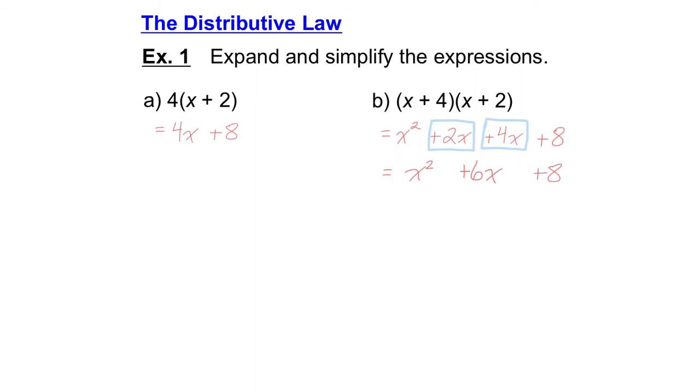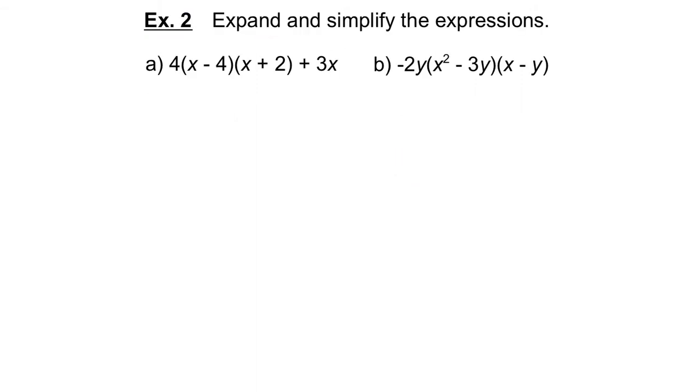Let's keep going. In these two expressions, we're doing the same thing. We're going to expand and simplify, but they're just a little more complex. Here, we have this big term, everything's being multiplied together, and then we add this term at the end. Here we have a bunch of things being multiplied. Why don't you pause the video and see if you can do this on your own, and then check back to see how you did.